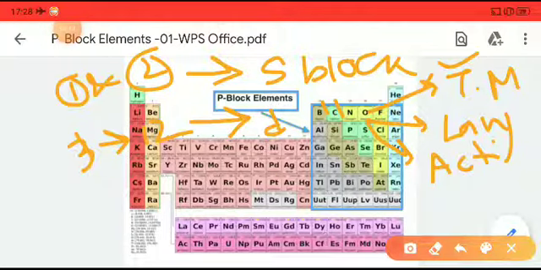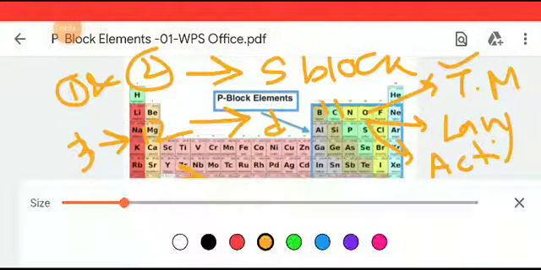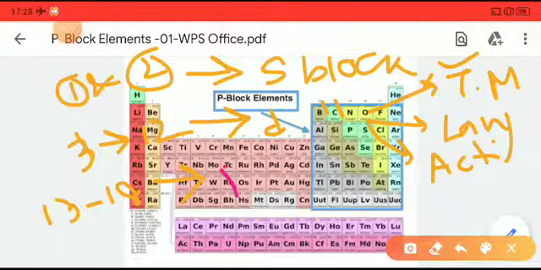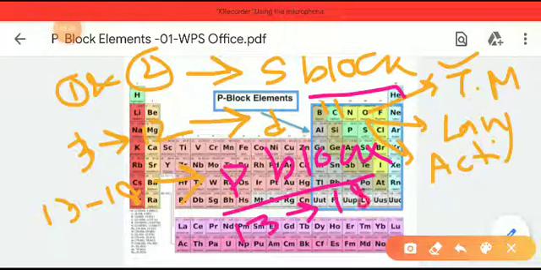Mainly from group number 13 to group number 18, they are called P block elements. P block elements basically belong to these 6 groups, that is from group number 13 to group number 18.